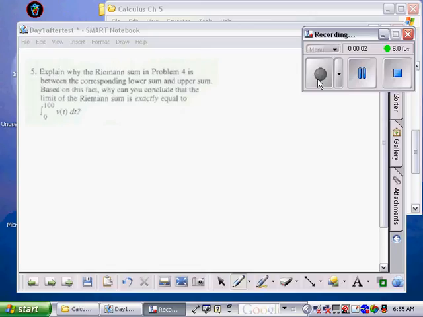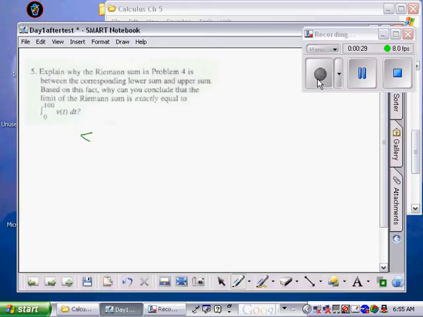So next question: why does that Riemann sum in the last problem lie between the corresponding lower sum and upper sum? Based on this fact, why can you conclude that the limit of the Riemann sum is exactly equal to that integral? Well, we're just going to worry about the integral part of this question. When you look at that summation, what did we have? The sum from t equals 0 to 100 of v of t dt.